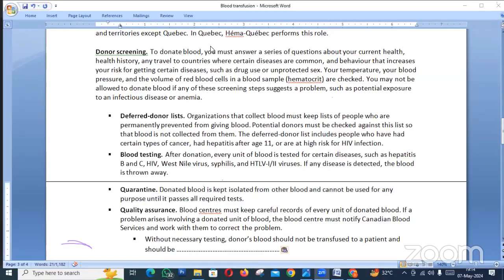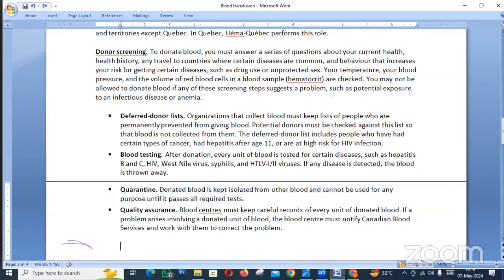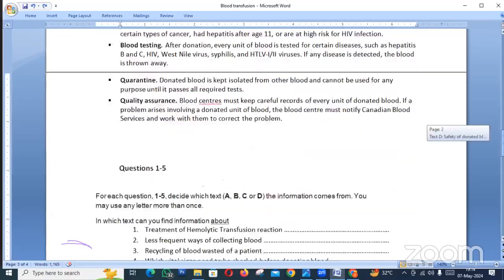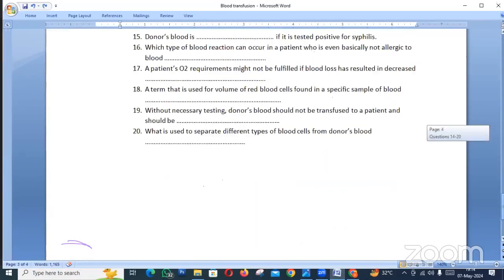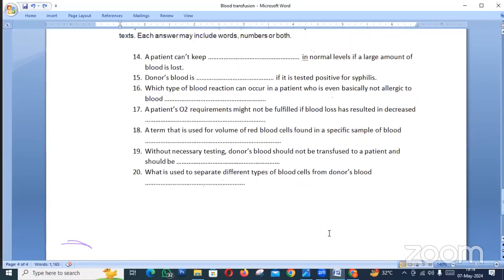So what is the answer? Isolated, sir. Isolated, okay. Should be isolated. Very good. It's not a straightforward question, by the way. A little bit tricky also. Not too tricky, but you will spend some time to find the answer. I know even some of you were not able to find it so far.